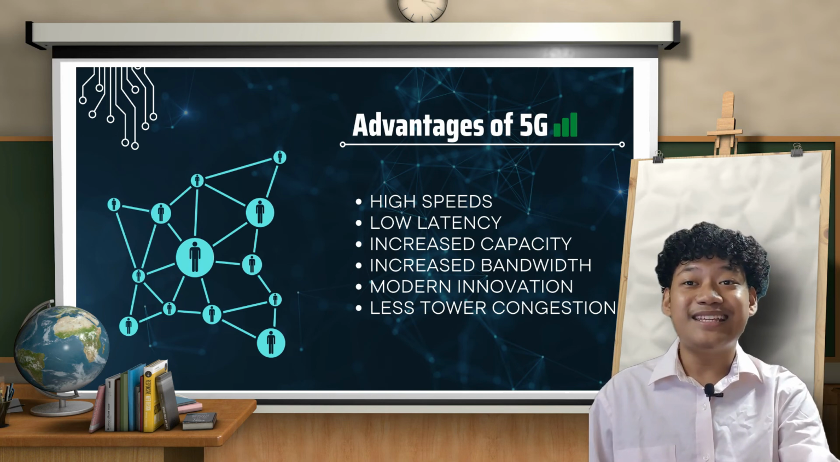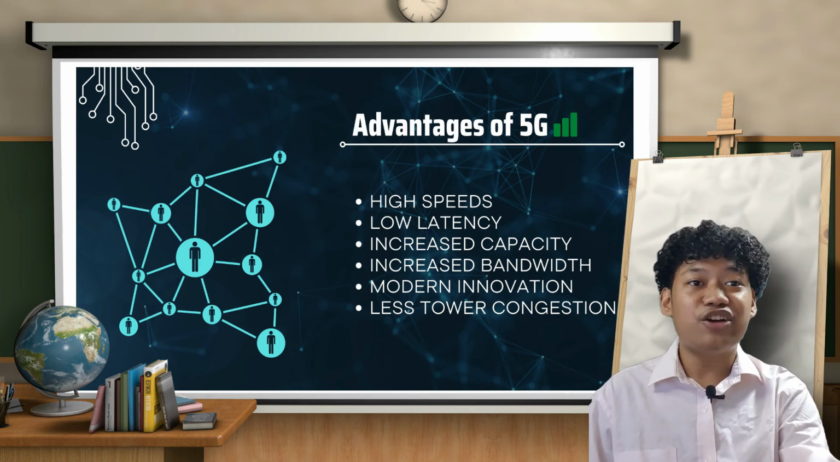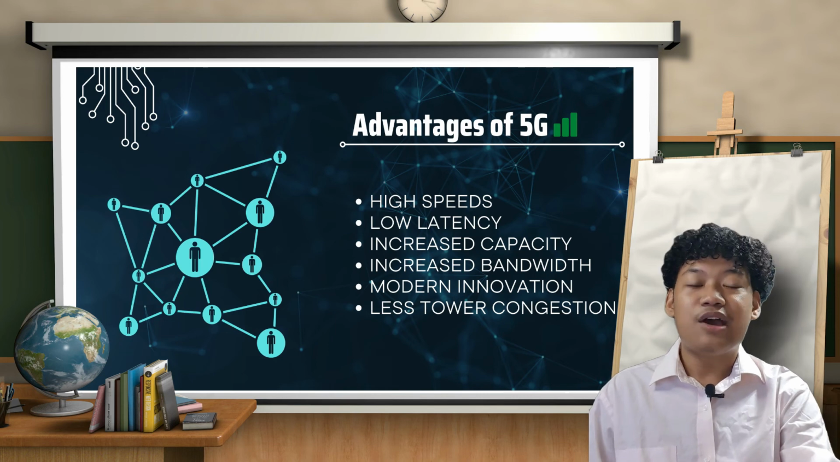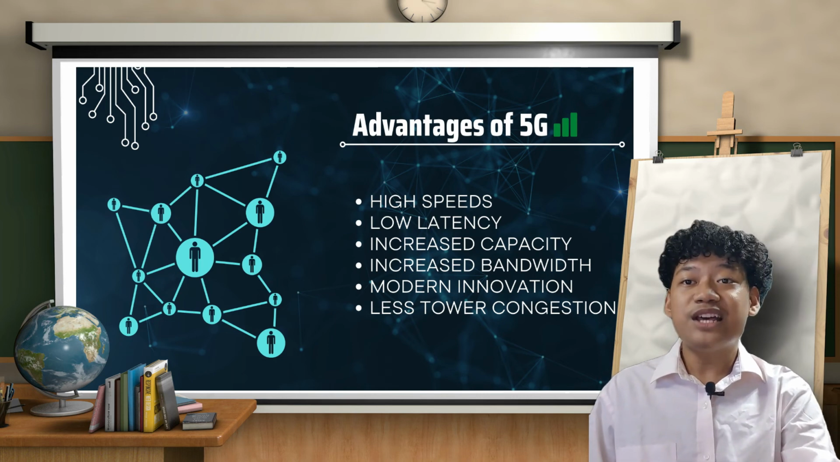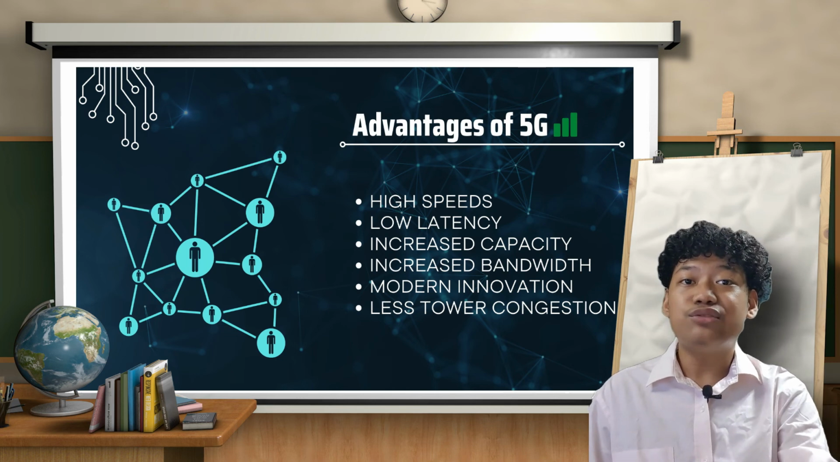Last but not the least, less tower congestion. The fourth generation cellular networks often get congested, which will result in various problems while accessing important data. On the other hand, 5G networks allows users to avoid tower congestion due to better speed and more bandwidth.